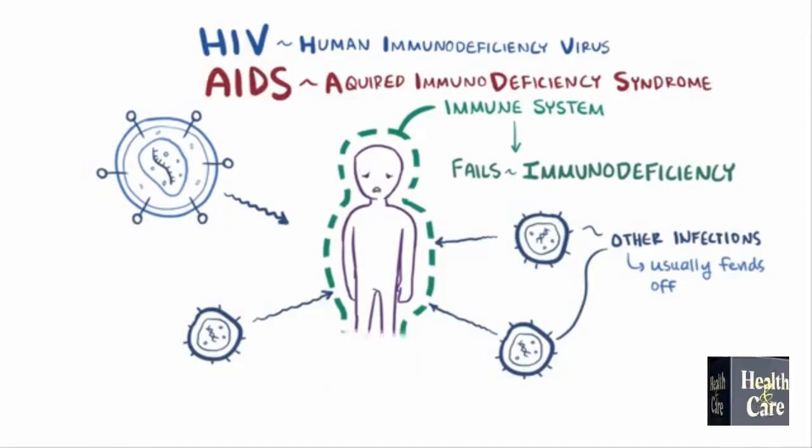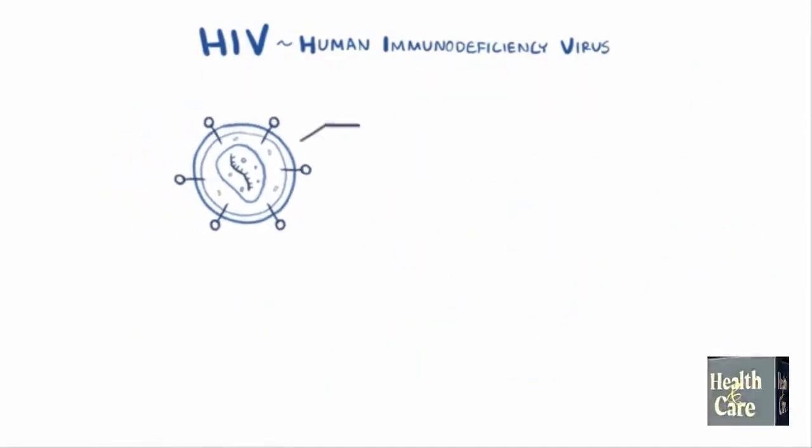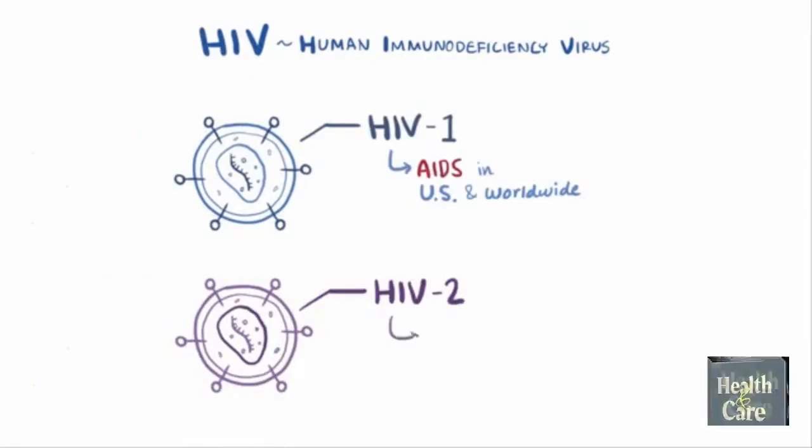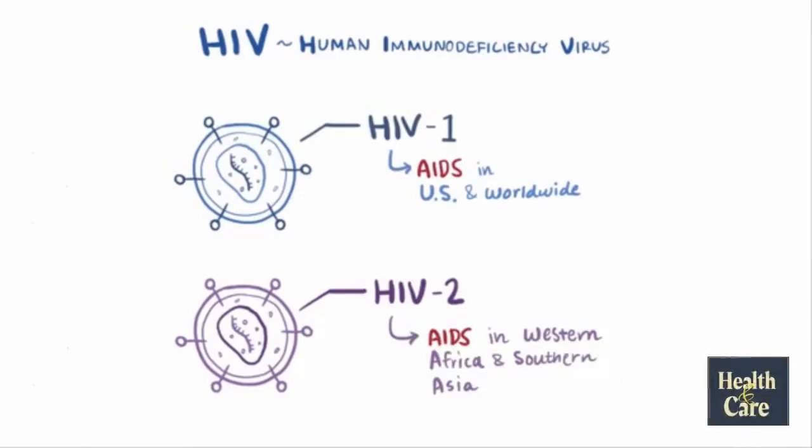Now there are two distinct types of HIV, HIV-1 and HIV-2. HIV-1 is more commonly associated with AIDS in the US and worldwide. HIV-2 is more rare and typically restricted to areas in Western Africa and Southern Asia. HIV-2 is so uncommon that HIV almost always refers to HIV-1.